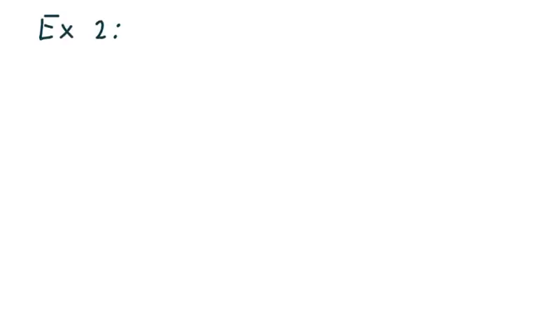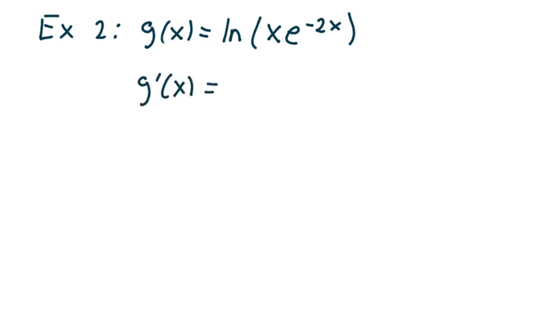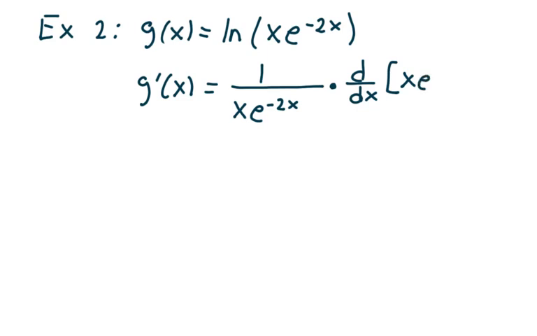Example 2. Suppose I had this. g of t equal to, we'll do this one, natural log of x e to the negative 2x. Let me make that an x so the argument matches. And so if I want g prime of x, I'm going to take 1 over x e to the negative 2x, and I'm going to multiply by the derivative of the inside function, which is the derivative of x e to the negative 2x. So this is chain rule.